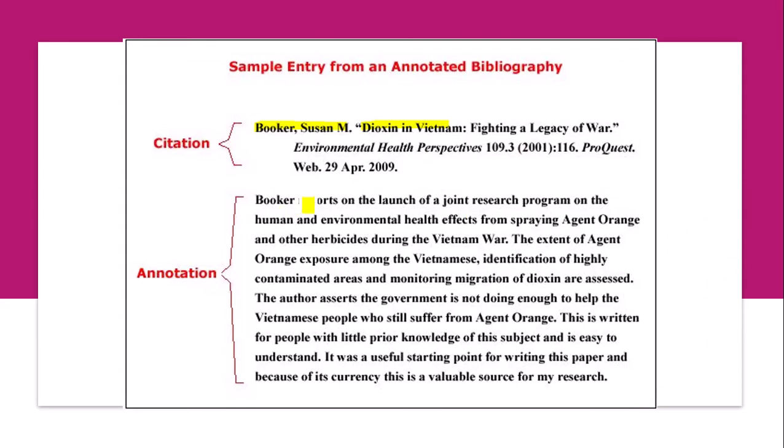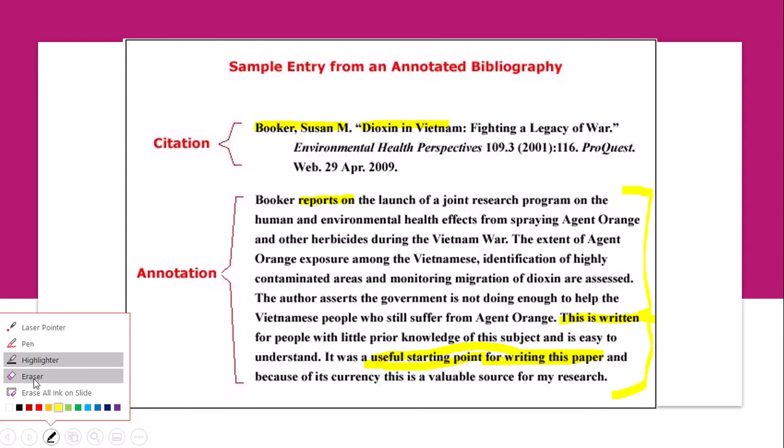What it's about, book or reports on, the extent of, etc., etc. This is written for people. So here, the author of this entry has given a little bit of a summary, and then they've given a little bit of an analysis, who it's written for, and how they're going to use it in their paper. Sorry for my crazy highlighting here. A useful starting point for writing this paper. So that would be an example of one person's annotations for a bibliographic entry.